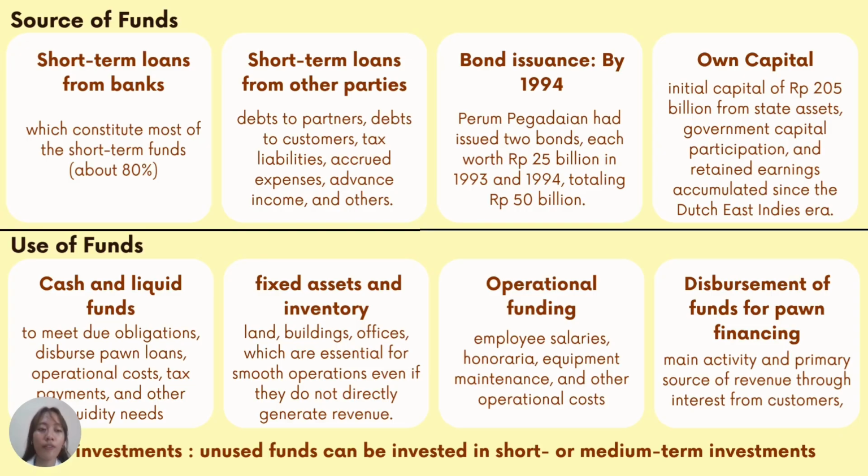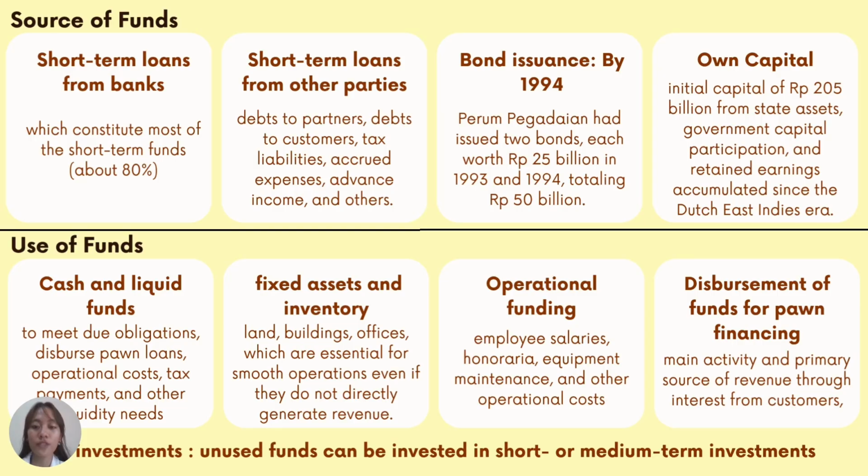Then the use of funds of Pegadaian. The first one is cash and liquid funds. This is to meet due obligations, disburse pawn loans, operational costs, tax payments, and other liquidity needs. Then the purchase and procurement of fixed assets and inventory, such as land, buildings, offices, computers, vehicles, furniture, and safes, which are essential for smooth operation even if they do not directly generate revenue. Then operational funding, which includes employee salaries, honoraria, equipment maintenance, and other operational costs.